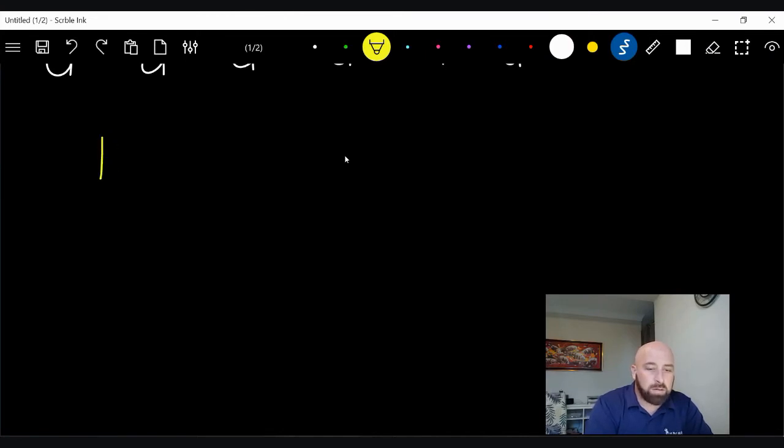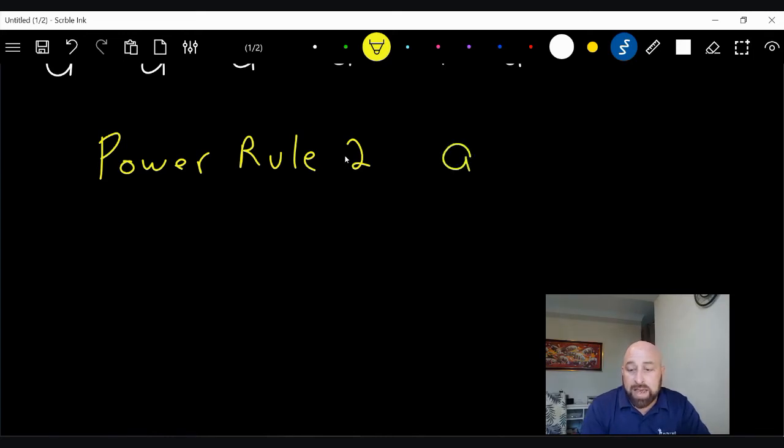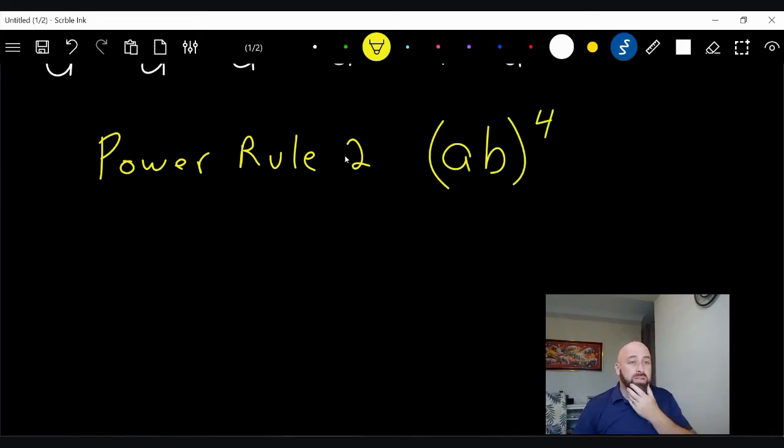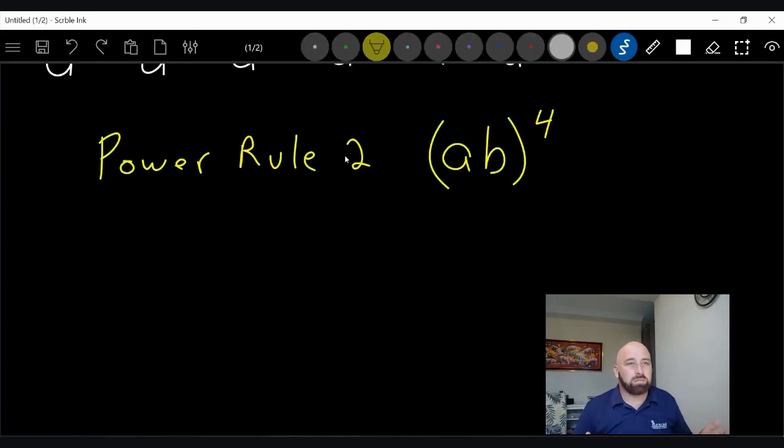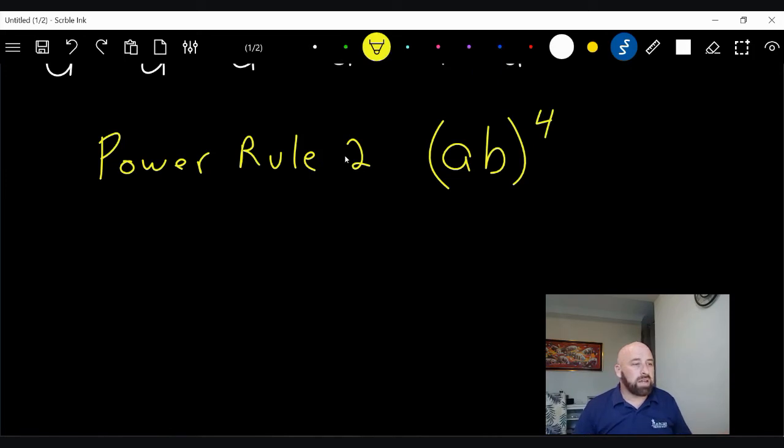So power rule 2. And this one is if you have something like AB to the 4th. AB to the 4th. So I've got 2 things inside of here, but they're both to the 4th power. And here's what it is. The easiest way for me to tell you how to do this is that you are going to distribute. Okay? The easiest way for me to tell you that is to distribute. So in other words, you're going to take this 4 and you're going to distribute it to both of those.